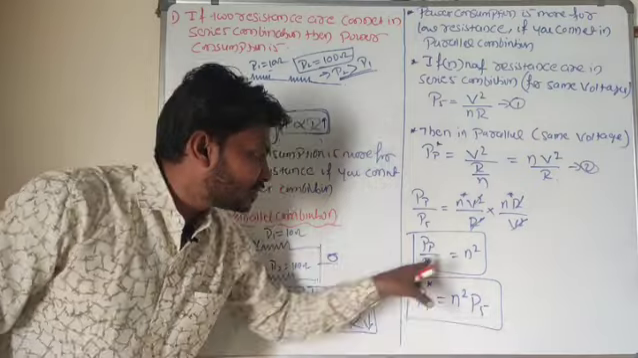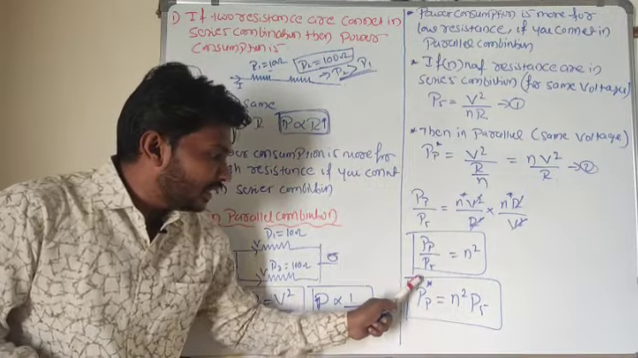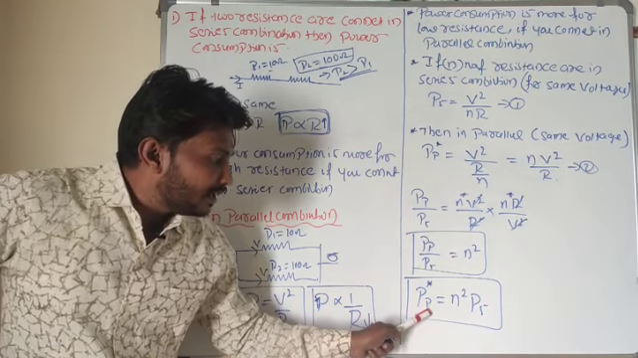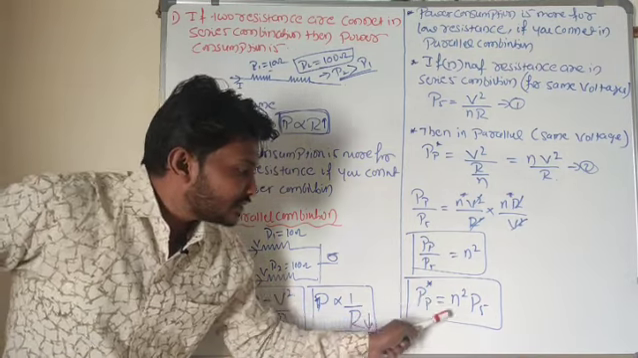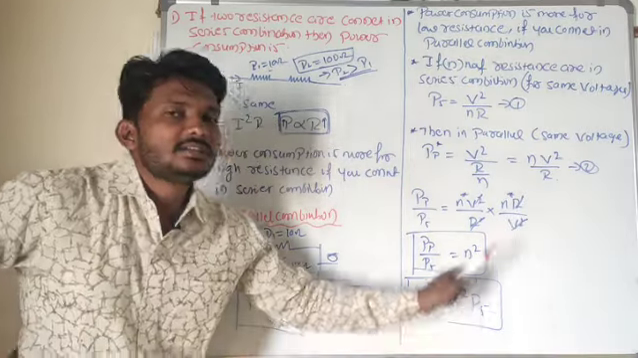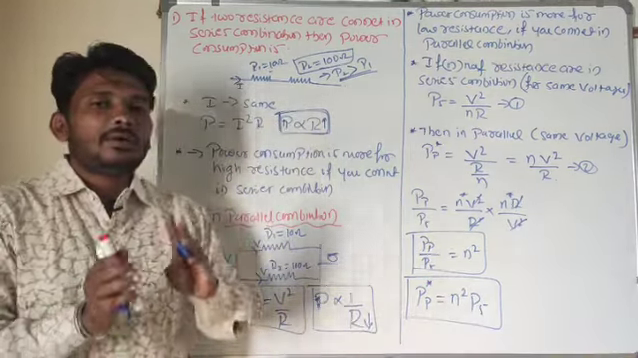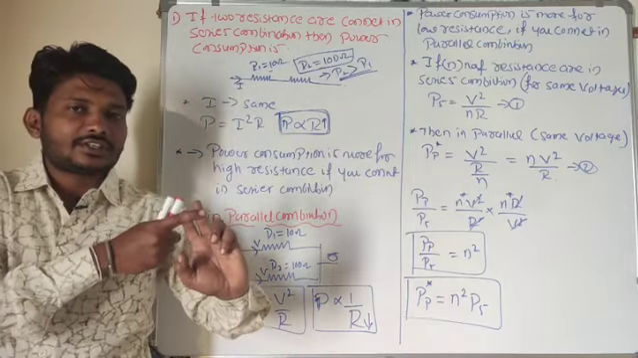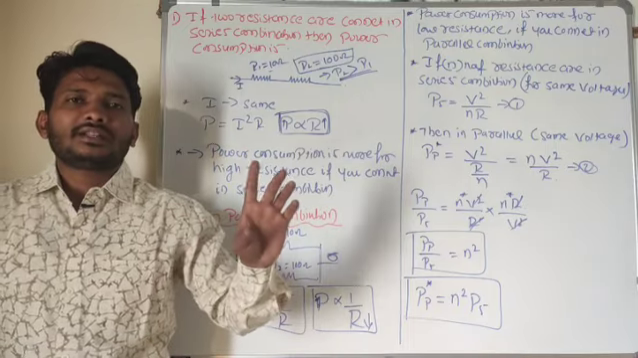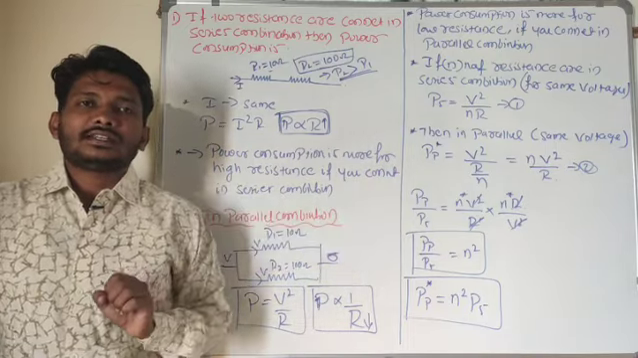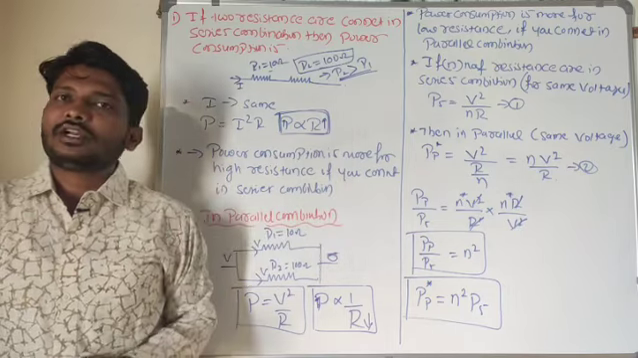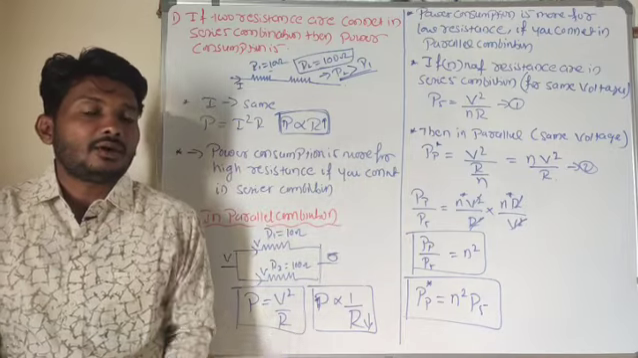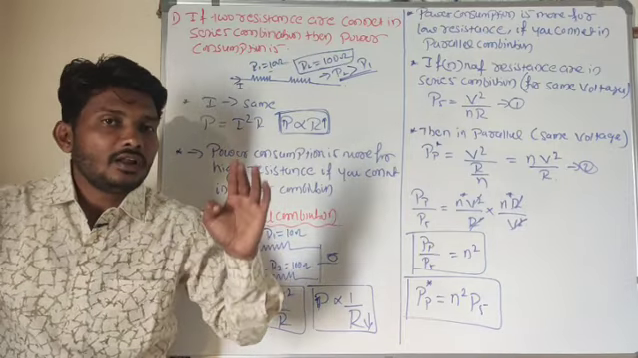What it means, in terms of a statement, is that if n number of resistors are connected in parallel combination, then power consumption in parallel combination is equal to n square times the power consumption in series combination. So this is about power consumption when resistances are in series and in parallel. Remember the simple thing: if you connect resistances in series combination, power is directly proportional to resistance, meaning power consumption is more for high resistance. If you connect in parallel combination, power consumption is more for low resistance.